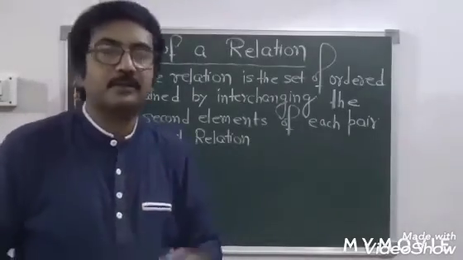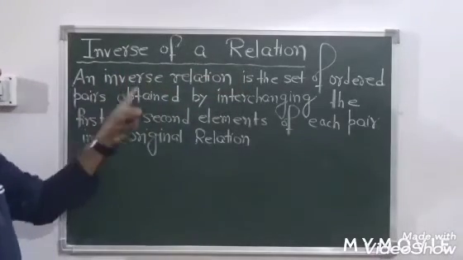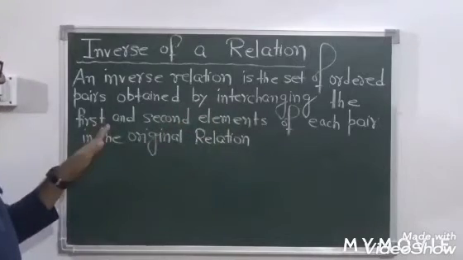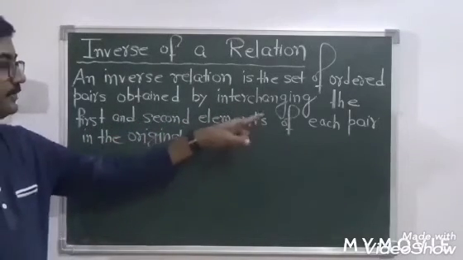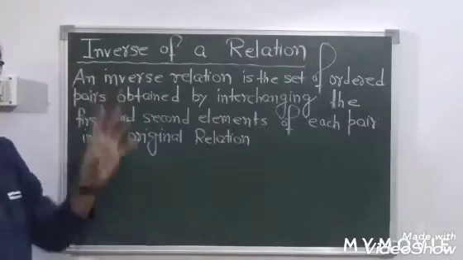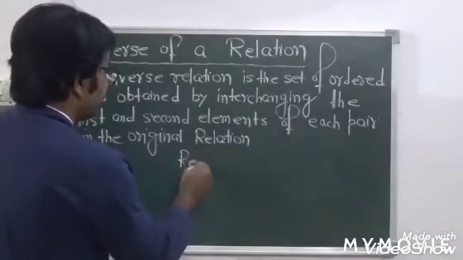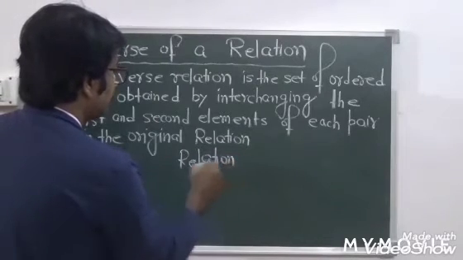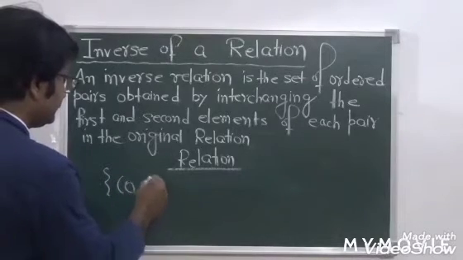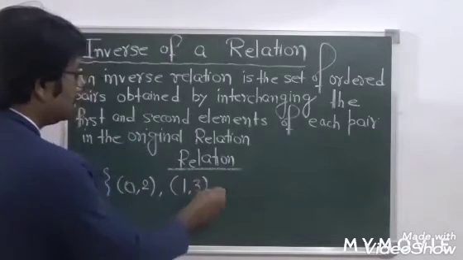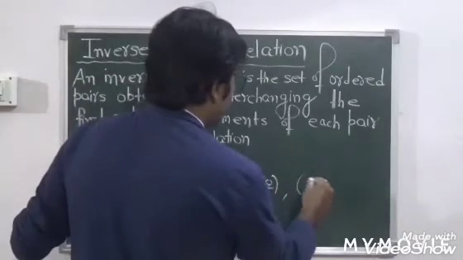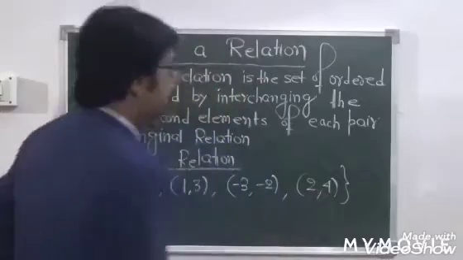Now let us understand what is called the inverse of a relation. An inverse relation is the set of ordered pairs obtained by interchanging the first and the second elements of each pair in the original relation. Now let us understand this by taking an example. Let us define a relation. Let the relation be 0, 2; 1, 3; minus 3, minus 2; and 2, 4. So this is the relation.